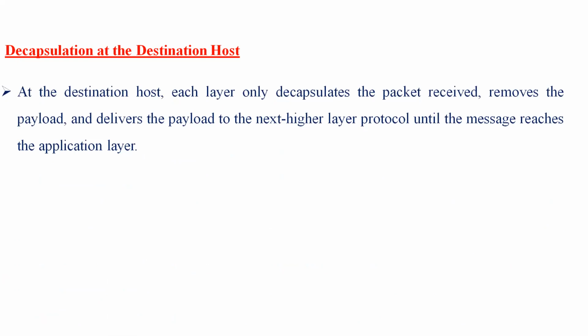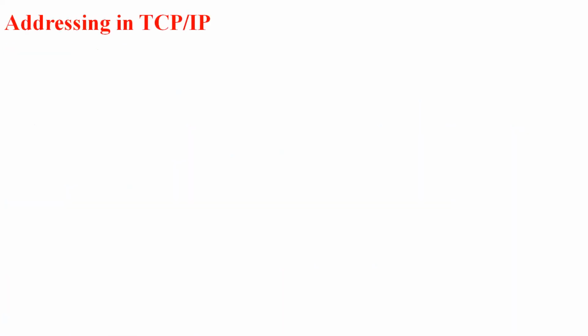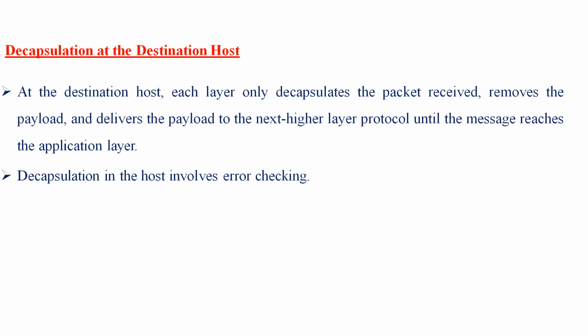So what actually happens at the destination host is that each layer only decapsulates the packets which are received, removes the header, and delivers the payload to the next higher layer protocol until the message reaches the application layer. So at the destination host, it decapsulates the packets and delivers the payload to the next higher levels. Decapsulation involves an error checking method, in order to check for errors. So that's about encapsulation and decapsulation with respect to the TCP/IP protocol.